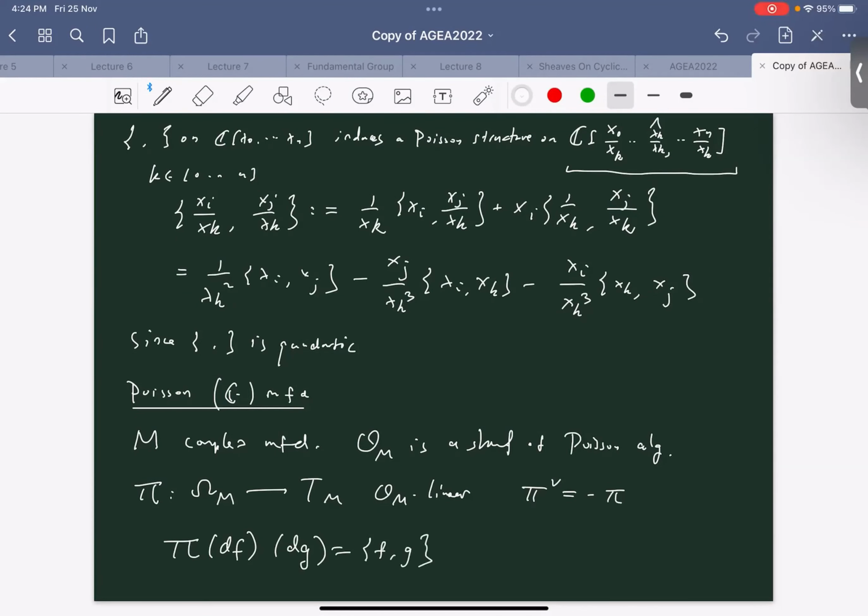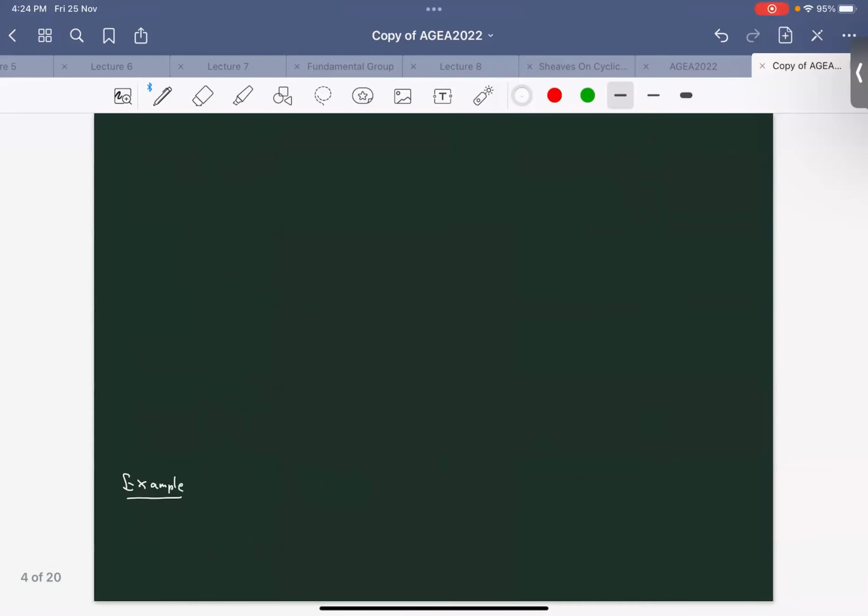Okay, so this obviously satisfies skew symmetry, but you can actually verify that this pi is a bivector. Why is it called a bivector? Because it's skew symmetric, so this belongs to wedge 2 of TM. So this is called a bivector. Indeed, it satisfies the so-called Schouten bracket condition.